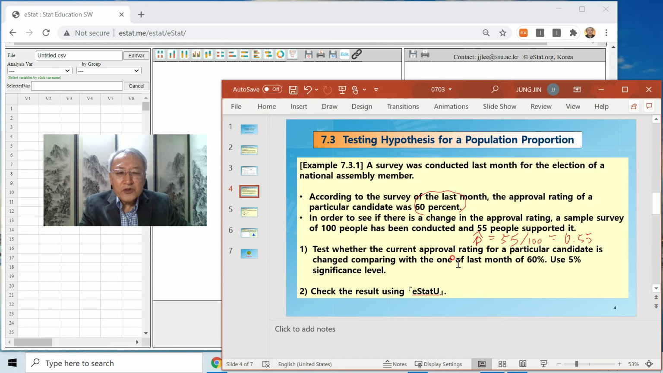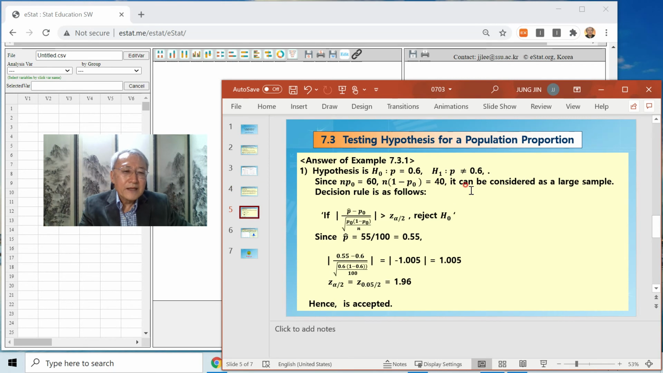The first thing you have to do is set up the hypotheses. What is the null hypothesis? It's the existing result, that is P equals 60%. What is the alternative hypothesis? There is no saying whether it is greater than or less than. They want to check whether it is simply 60% or not. Like this. Okay? These are the hypotheses.